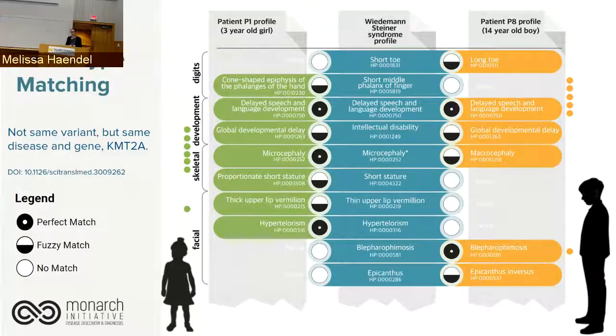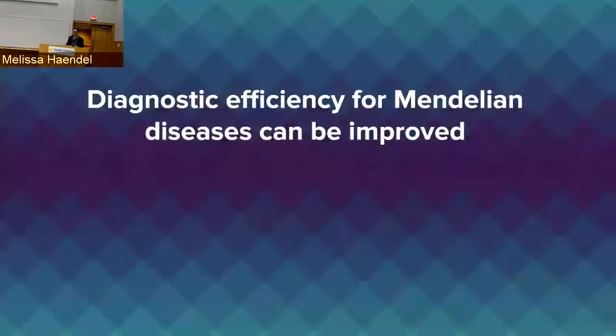It's a challenge, because the more we are able to classify patients as individuals, the more we tend towards every patient is their own disease. The question becomes, what are the useful classifications that help us? And so in this case, if we're going to provide treatment to these two patients that's the same, or they have the same prognosis, that might constitute keeping this as one single Wiedemann-Steiner syndrome. Or if not, we might make Wiedemann-Steiner syndrome 1 or A or whatever. Okay, so as I mentioned, the diagnostic efficiency for Mendelian diseases can be improved.